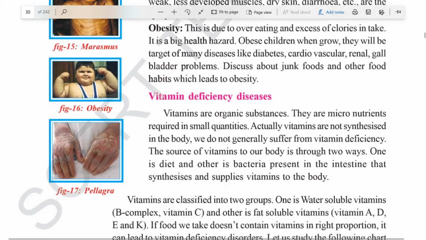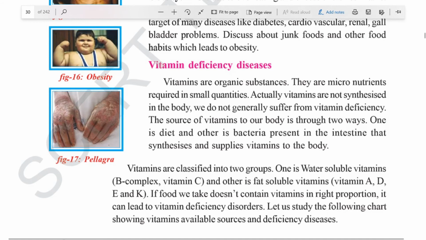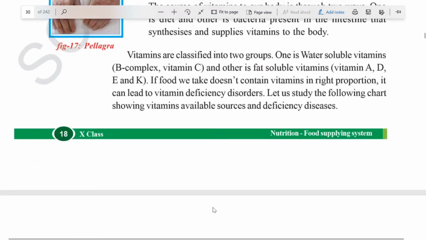And the vitamin deficiency diseases. See here. Vitamins are organic substances. They are micronutrients; we require them in very small quantities. They are synthesized by the bacteria present in our large intestine, and are mostly present in fruits and vegetables. So one source is diet and the other is bacteria in the intestine that synthesize and supply vitamins to the body. Depending upon solubility, vitamins are divided into water soluble and fat soluble. Water soluble vitamins are B complex and vitamin C, and the fat soluble ones are vitamins A, D, E and K. There are 13 types of vitamins.